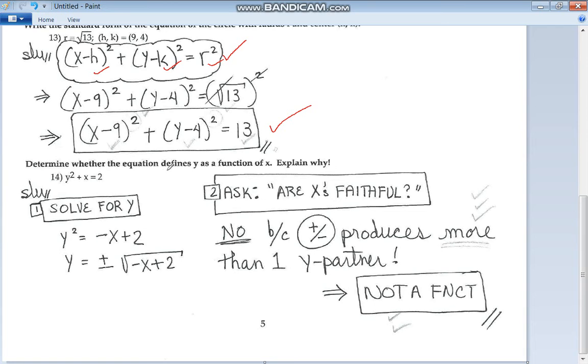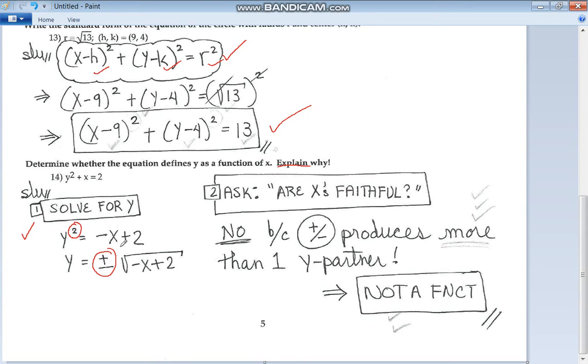Number 14, determine whether the equation defines y as a function of x and explain why. Very important to explain why. y squared plus x equals 2. First thing we do, step 1, is we're going to isolate y. In the process of doing that, we move the x over, and then we need to get rid of the square. So we have to introduce an even index root, which means we have to use the plus or minus.